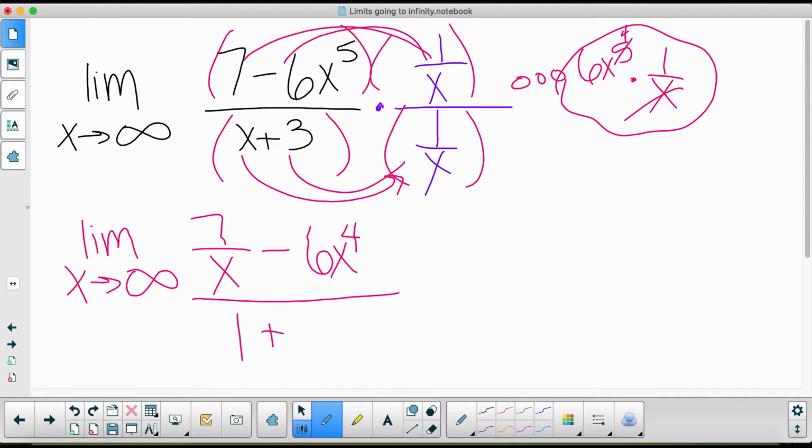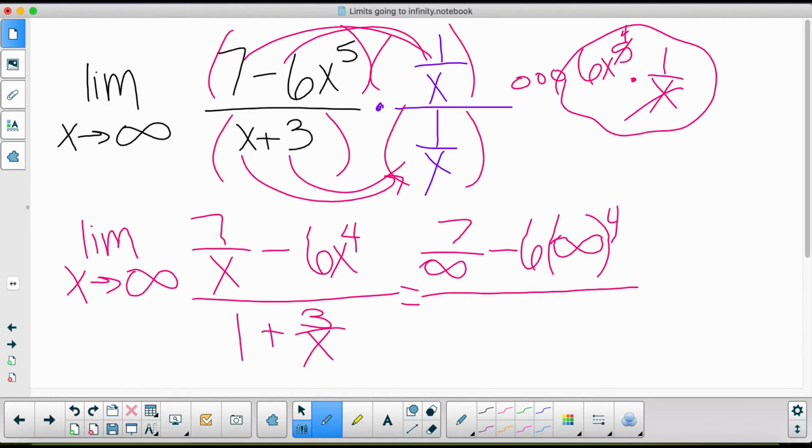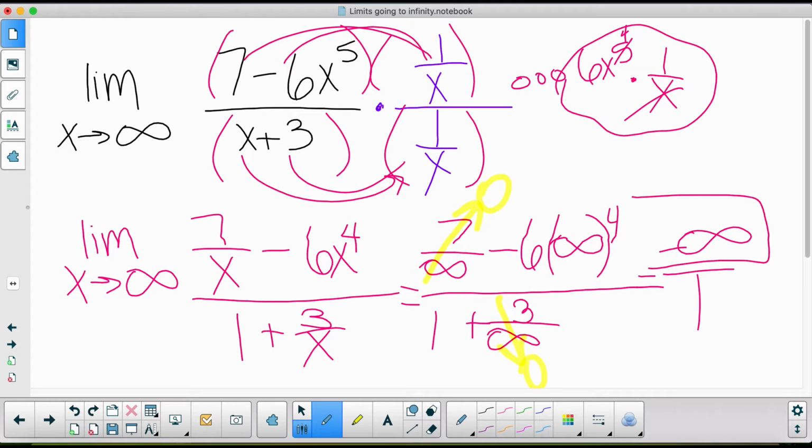plus 3 times 1 over x is 3 over x. Now we can go ahead and plug in 7 over infinity minus 6 times infinity to the 4th all over 1 plus 3 over infinity. And if you remember, a number over infinity goes to 0. This guy's headed to 0. This guy's headed to 0. So what are we left with? Well, in the numerator, negative 6 times infinity to the 4th is just negative infinity all over 1. So your answer, negative infinity.